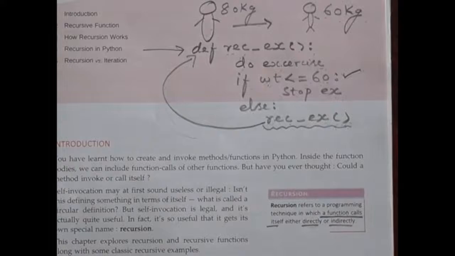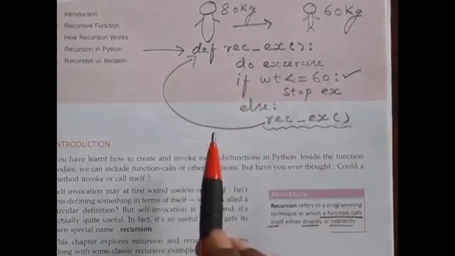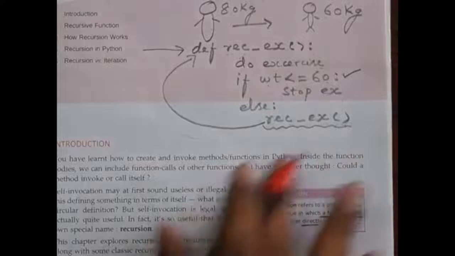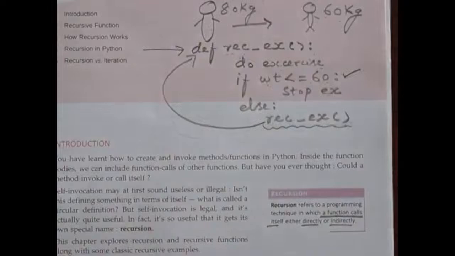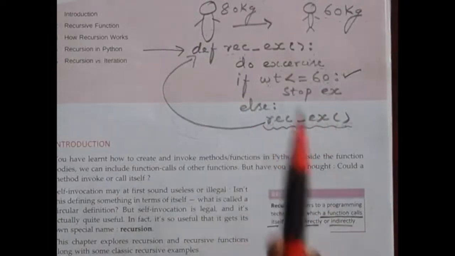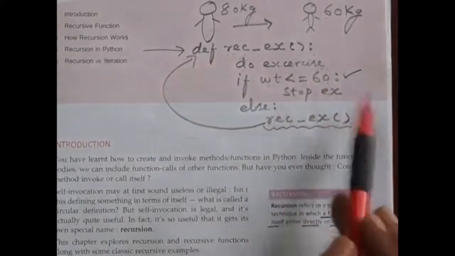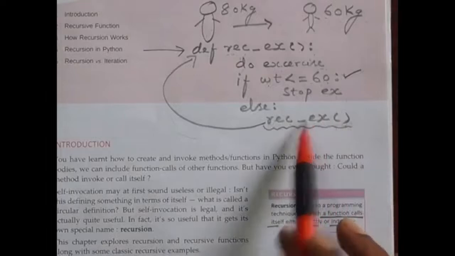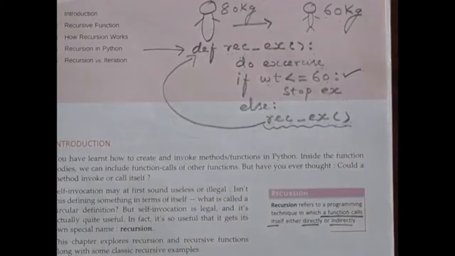Understand? Suppose, for example, the person is doing exercise for 10 years. Still he couldn't reach a weight less than or equal to 60, so he has to do the exercise daily. Compulsory, no other way. Suppose within a single day he gets the weight less than 60, he can stop. So no need to call the function again and again. Clear? So this is called a recursive function.